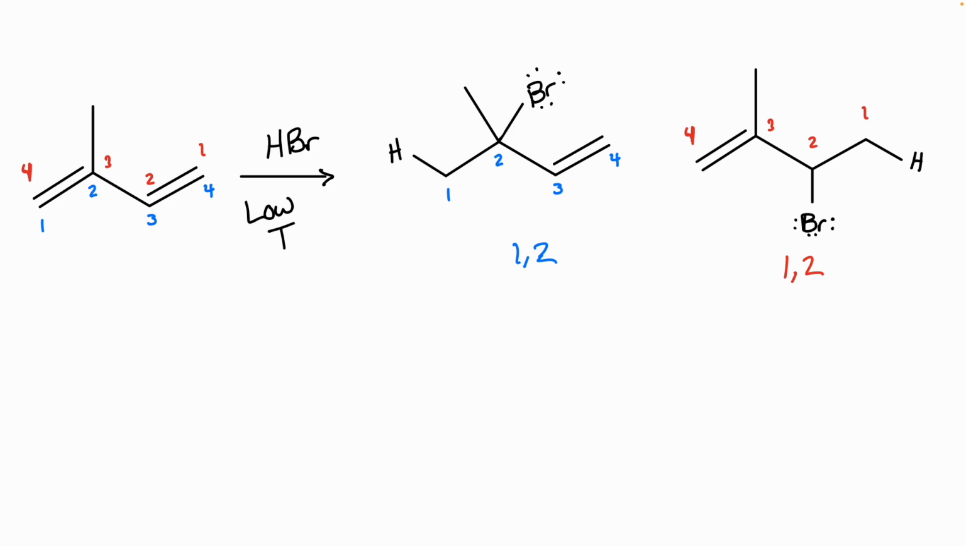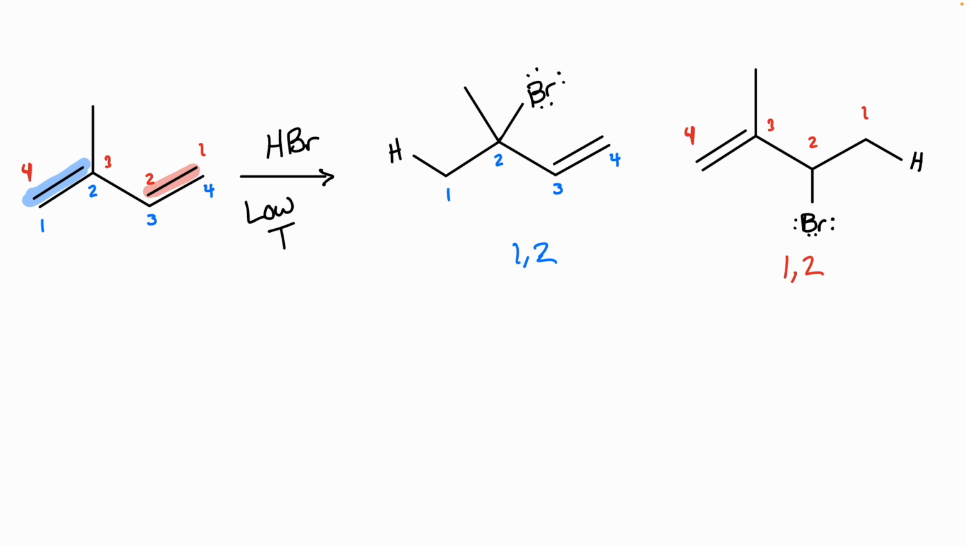Okay, so since we had this asymmetric diene, we had to do one where one double bond, in this case the blue, was playing the role of the nucleophile. And then we had to do the other possibility, when my red double bond was playing the role of the nucleophile. That's how I got my two products here.